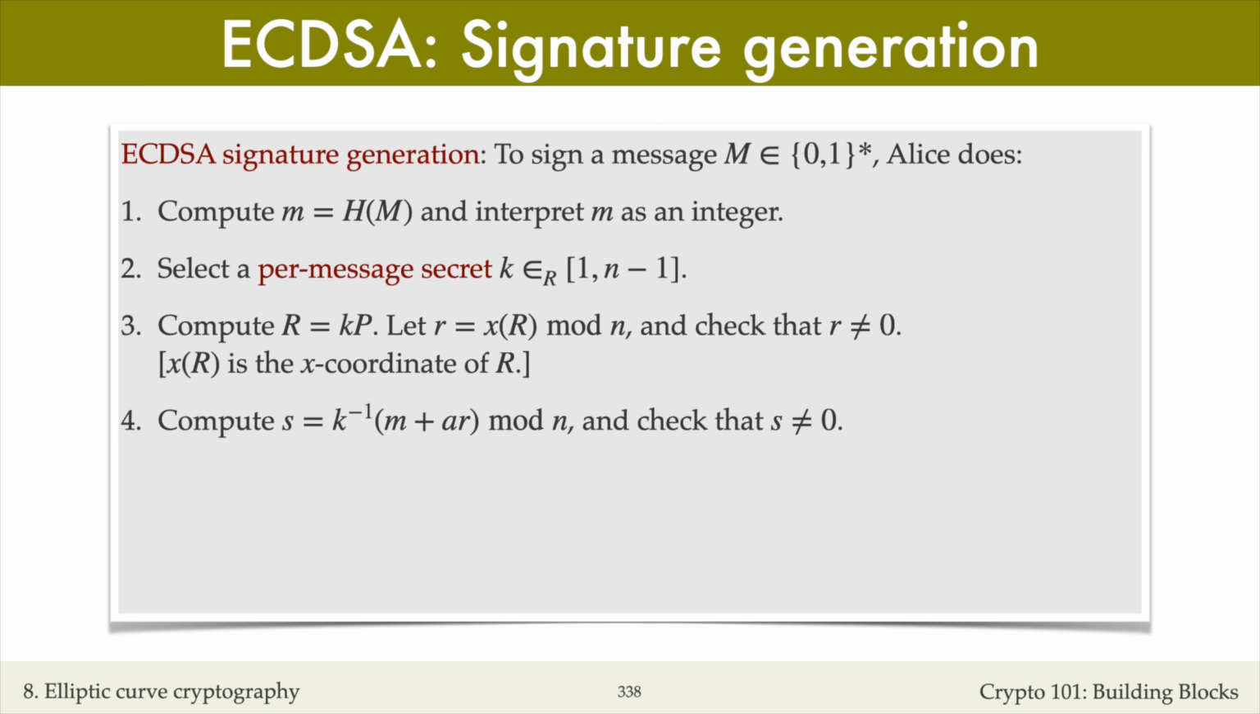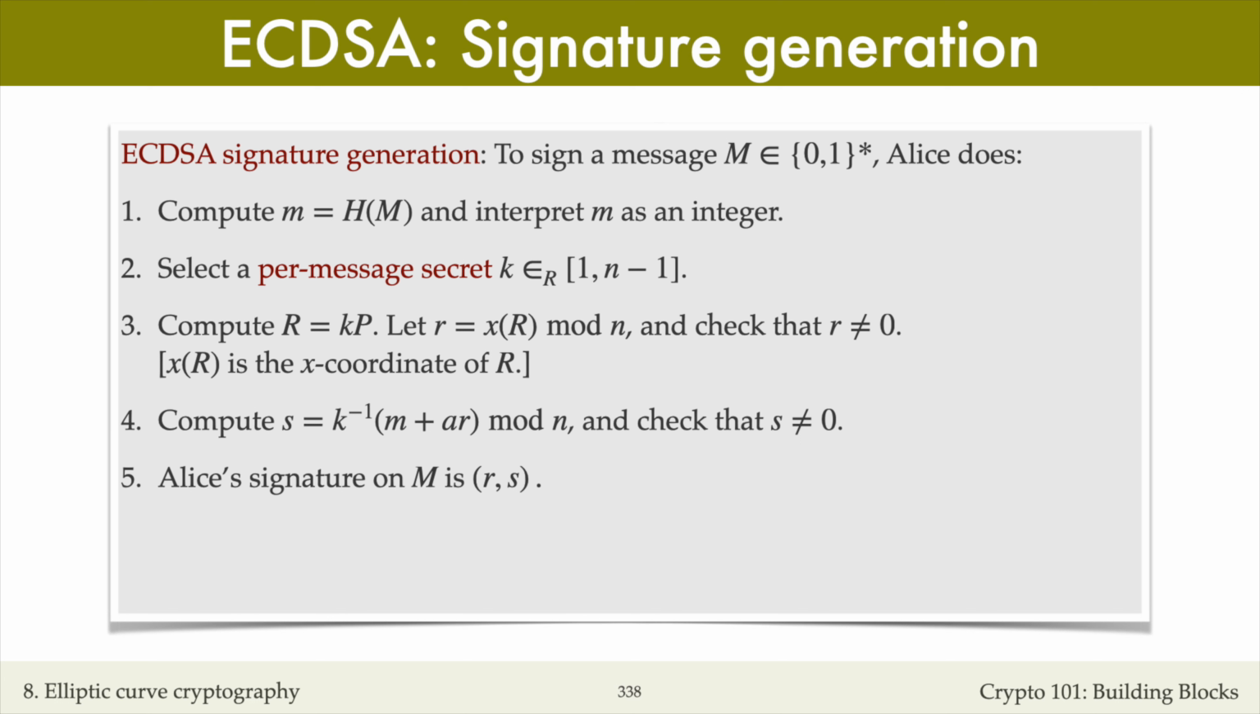Alice then computes s, which is k inverse times (m plus a r) modulo n, and checks that s is non-zero. If s is 0, which occurs with negligible probability, then Alice goes to step 2 and selects a new per-message secret k. Note that k inverse mod n exists because k is non-zero and n is prime, and so k and n are relatively prime. Thus, Alice can compute k inverse mod n using the extended Euclidean algorithm.